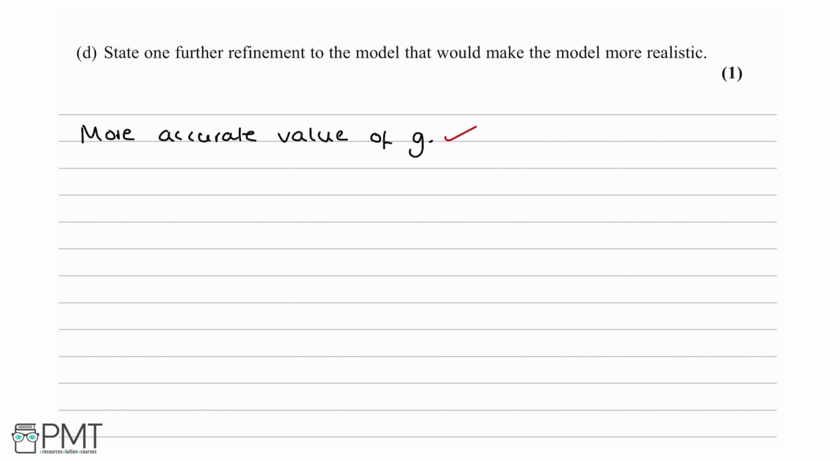Now, the other examples the mark scheme has included are to take into account wind effects, to take into account the spin of the ball, to include the size of the ball and not model it as a particle, because when you model it as a particle, you assume that the forces are negligible, and the shape of the ball. Including all of these in your model could further refine it to make it more accurate, but you get this mark for any suitable suggestion.